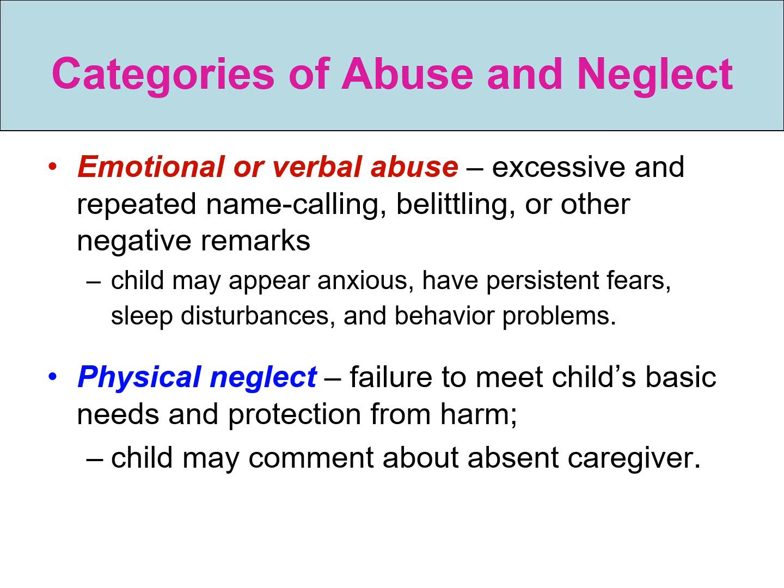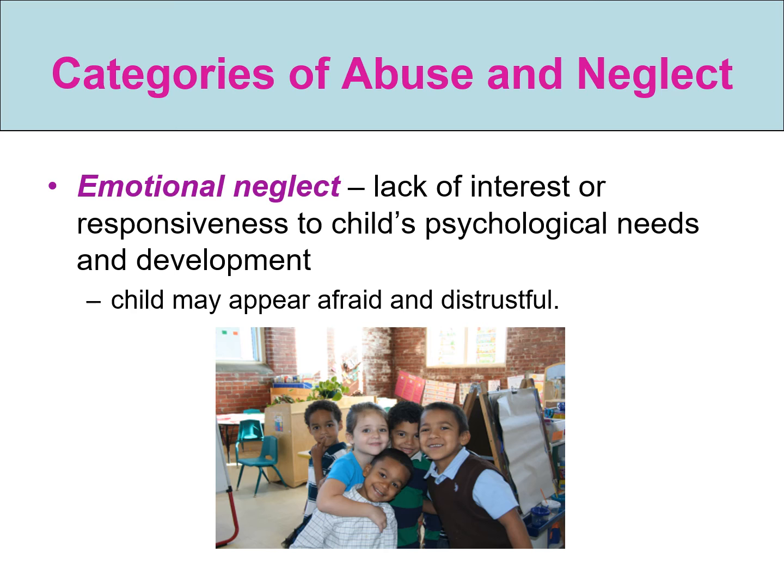Emotional or verbal abuse. This is excessive and repeated name-calling, belittling, or other negative remarks, and unfortunately this is the hardest one to prove. Children may appear anxious, have persistent fears, sleep disturbances, and behavior problems. Physical neglect. This is a failure to meet a child's basic needs and protection from harm, and the child may comment about an absent caregiver. Emotional neglect. This is a lack of interest or responsiveness to a child's psychological needs and development, and a child suffering from this type of neglect may appear afraid and distrustful of others.